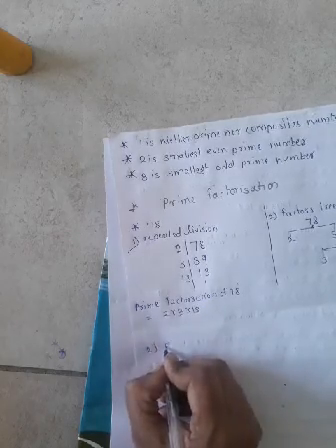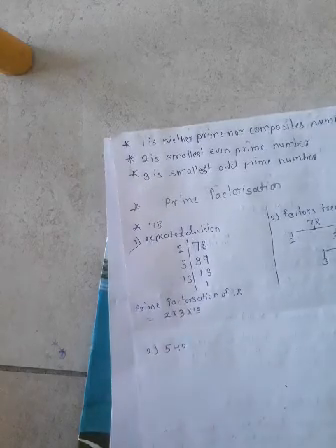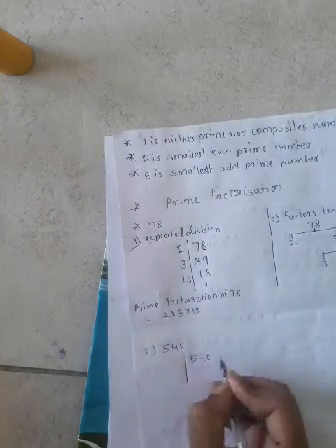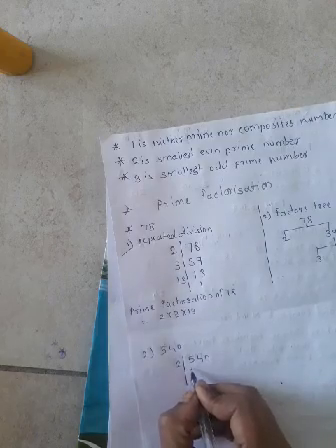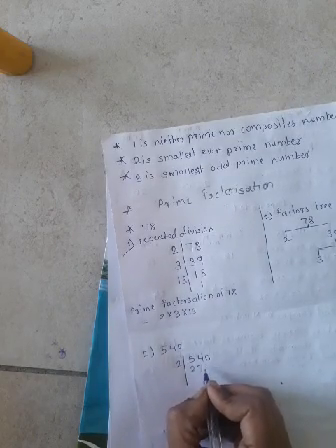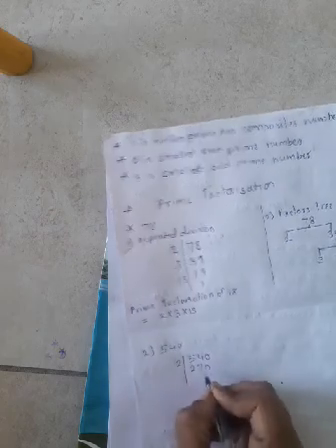second example we learn here. 540. 540 write in a repeated division. 2 2s are 4, 2 7s are 14, 2 0s are 0.